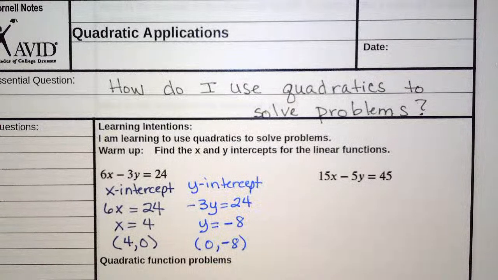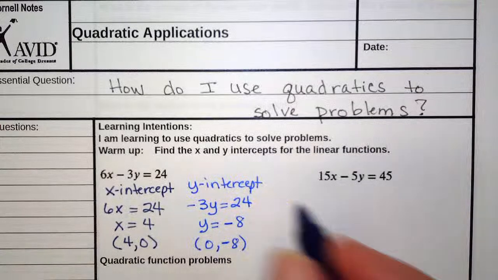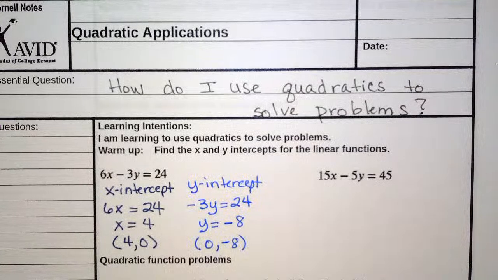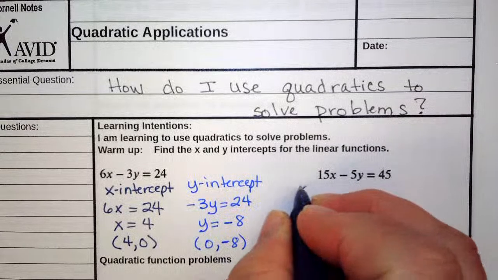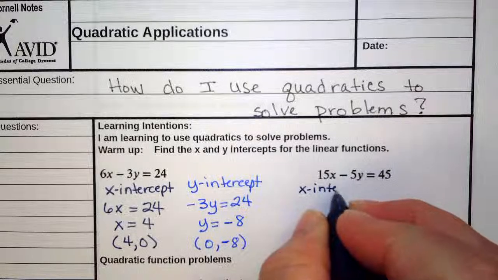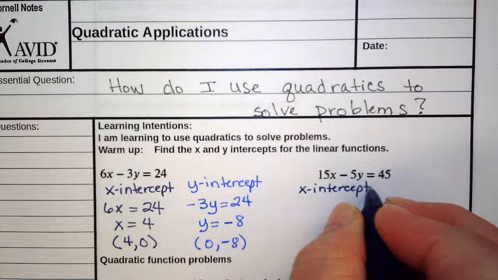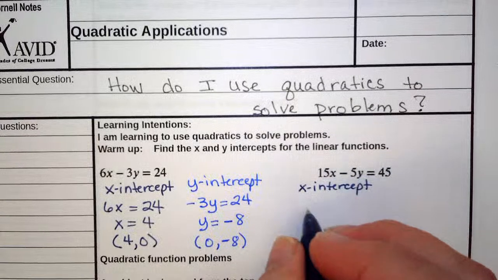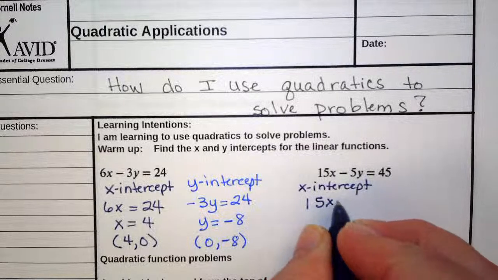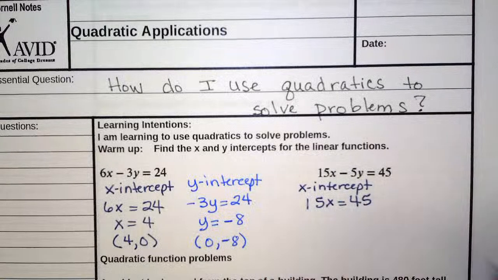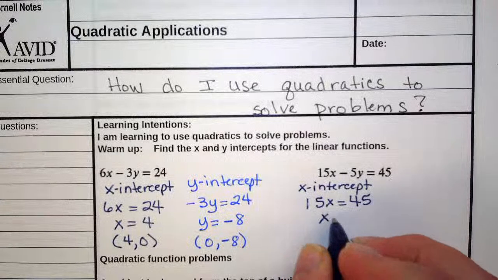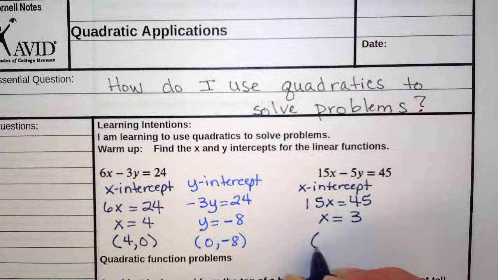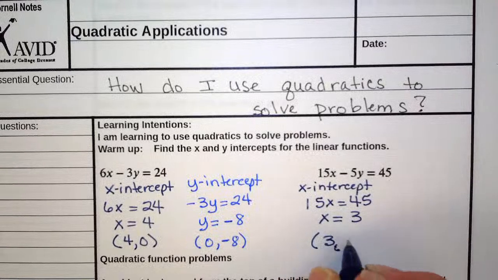If you were unsure and struggling, pause the video and do the second one on your own. Okay, so for your x-intercept, y is equal to 0, that term goes away. 15x is equal to 45. Divide both sides by 15. 45 divided by 15 is 3. So the point is (3, 0).